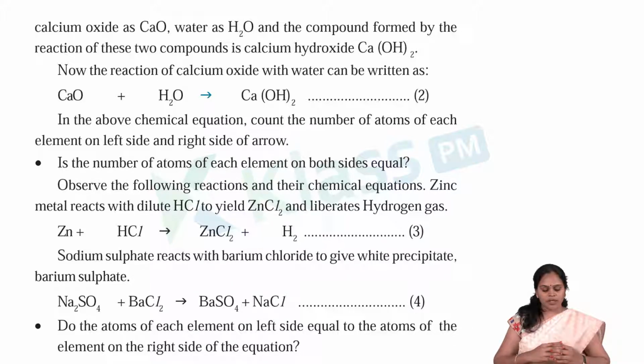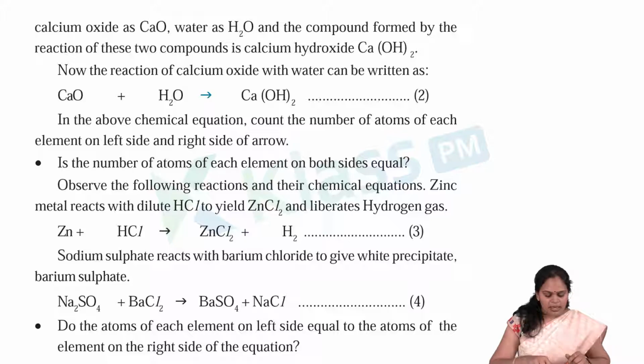Is the number of atoms of each element on both sides equal? Let us see. If nothing is written in the subscript, we have to understand that there is 1 Ca on the resultant side, because we can neither create nor destroy atoms or elements. So the number of atoms on the left side of the reaction must be the same on the right side. Let us see here: 1 Ca is there, and another Ca is on the right side.